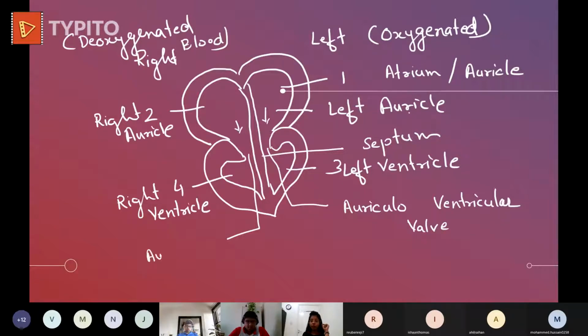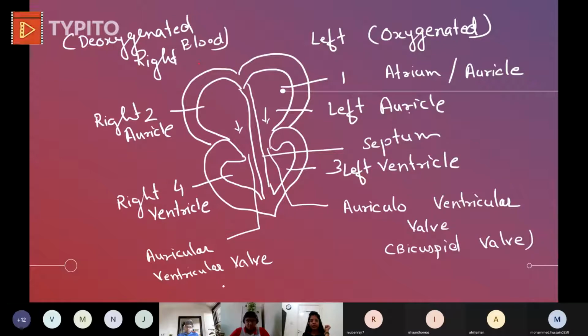Here also, auriculoventricular valve. So where is the auriculoventricular valve? At the junction of auricle and ventricle. Okay, so on the left side, the name of the auriculoventricular valve is the bicuspid valve. And on this right side, it is called the tricuspid valve. You know, bicuspid and tricuspid are doing the same function, the unidirectional flow of blood from auricle to ventricle.